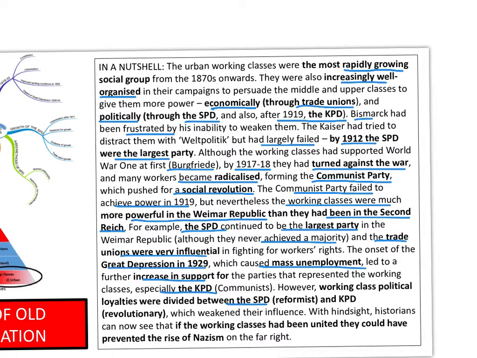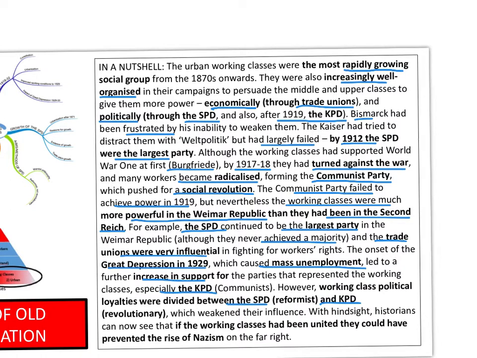The SPD felt that they shouldn't deny the middle classes a say in the running of Germany. Everybody should have an equal say. Whereas the Communist Party did not want to give the middle classes a say. The Communist Party wanted to overthrow the existing system. So an increasing number of working classes were attracted to the KPD from 1929 onwards. As we move into the early 1930s, we see a big increase in the vote for the KPD.